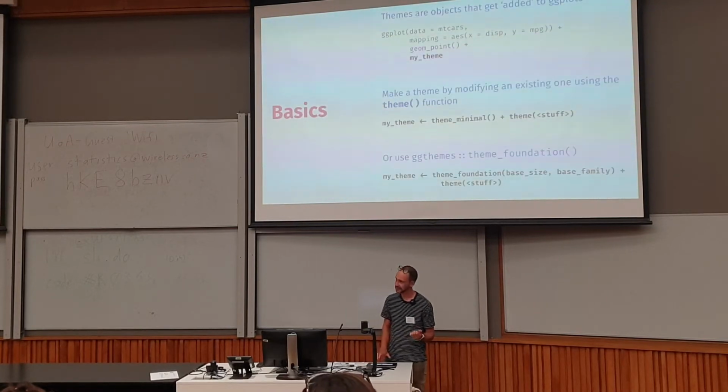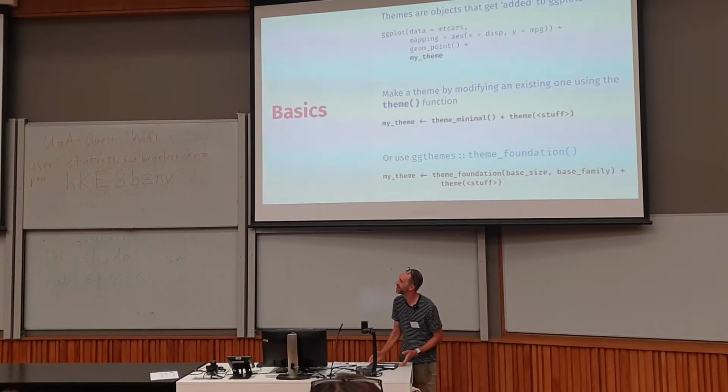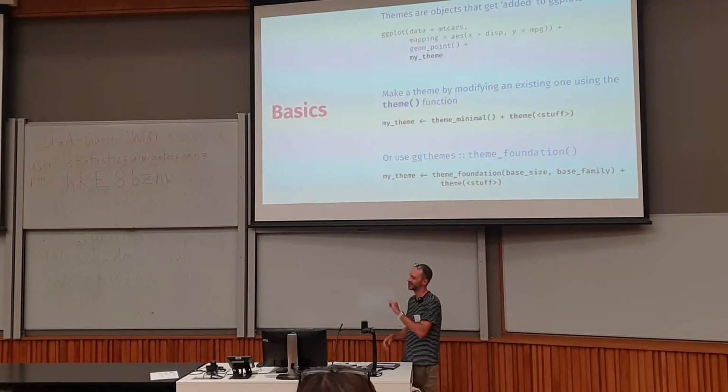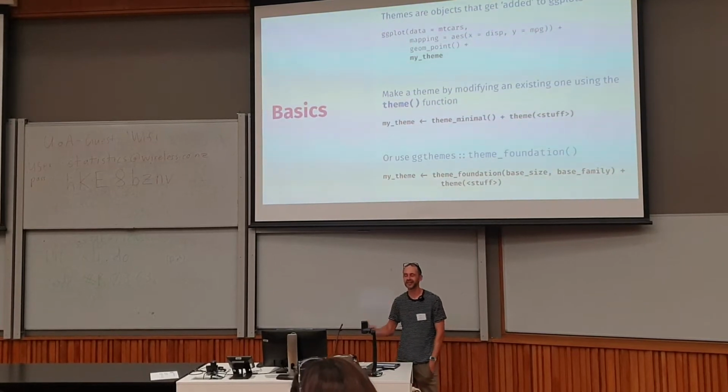So the basics. I'm going to have some code on the slides. I hope you can follow. It's not going to be too complicated. A theme is just a thing you add to your plot. So you're making a chart in ggplot, and then you've got my theme, and you just add it on at the end, and that affects how it looks.